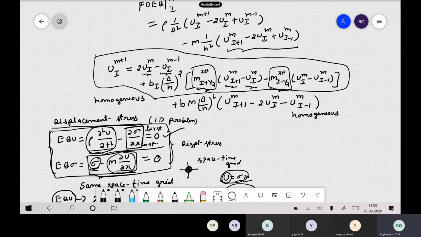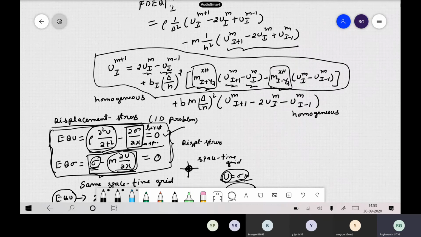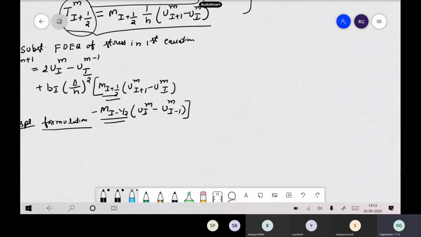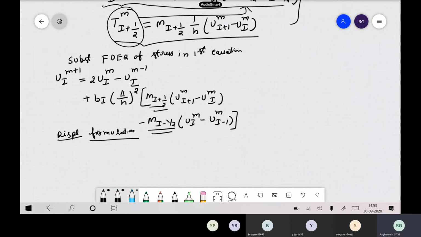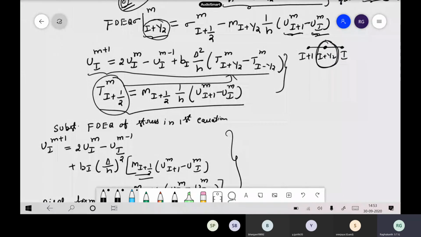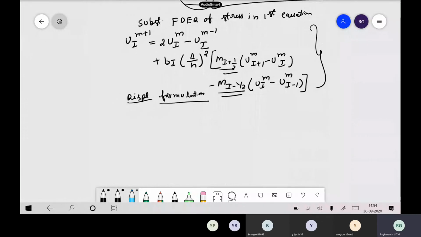And now what happens is, I plus 1, u I, I minus 1 we have. Now if you see here, both of them are almost, you can see, everything is same only. So this is how it comes, the displacement stress formulation and the other one. Now to solve these equations, first you find out stresses, you update stress, you substitute, and then you find out displacement. That is how we try to solve.